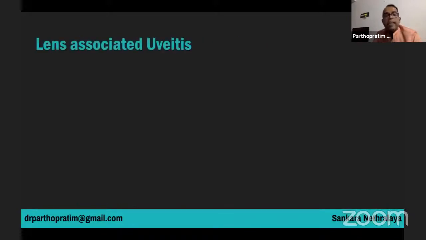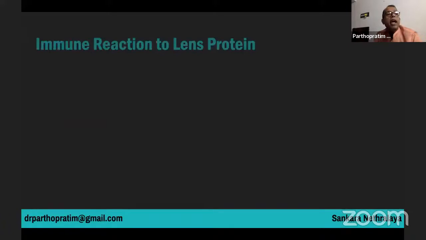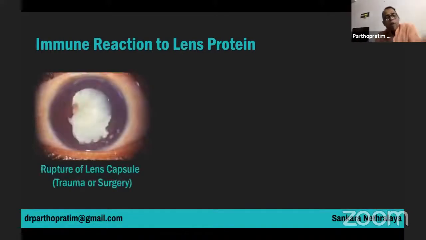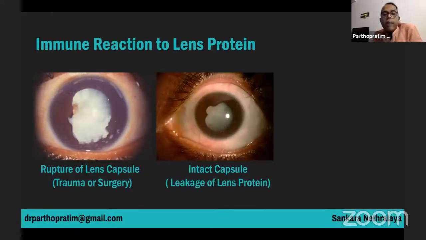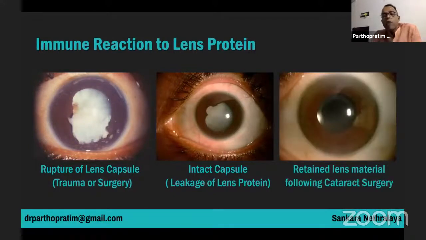So basically, lens-induced uveitis is an immune reaction to the lens protein and can be broadly divided into 3 forms. Number 1, when there is a rupture of the lens capsule, like in trauma or iatrogenic cases. Second, when the lens capsule is intact, but there is leakage of lens protein into the anterior chamber. The third, when there is retained lens material following any procedure, most commonly cataract surgery.